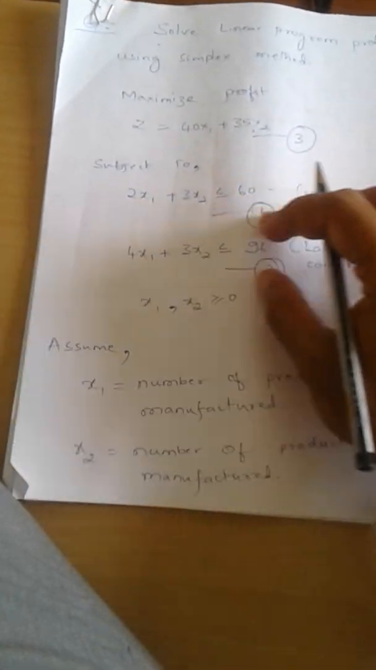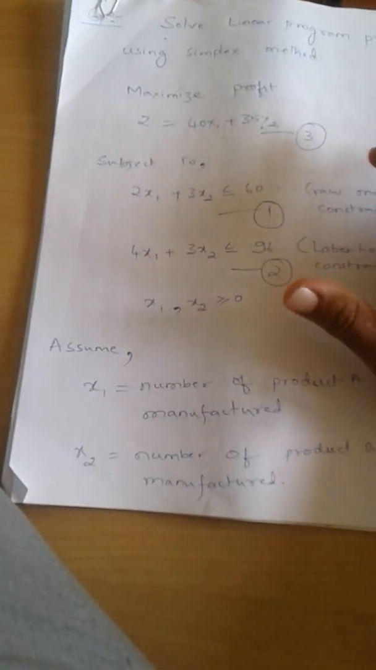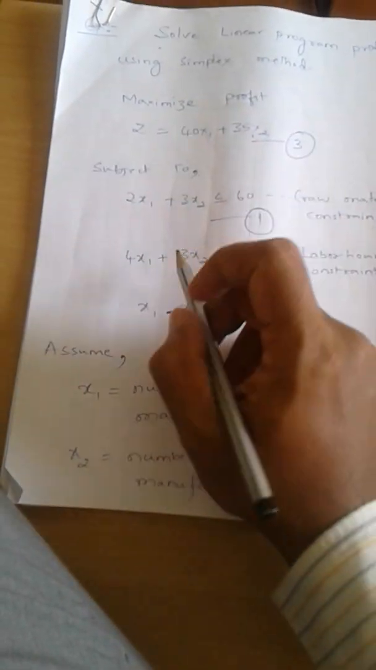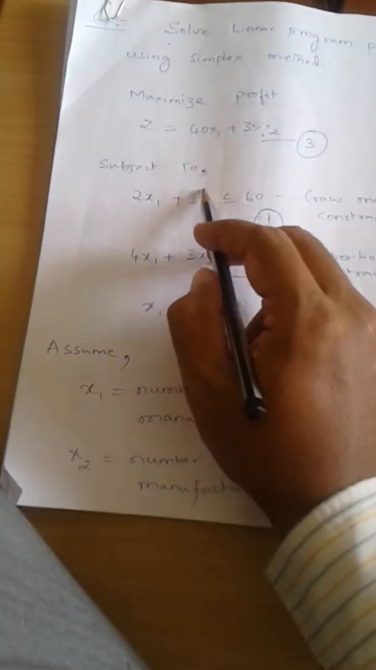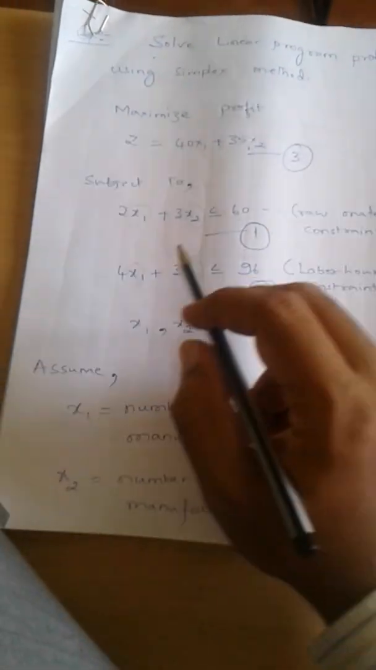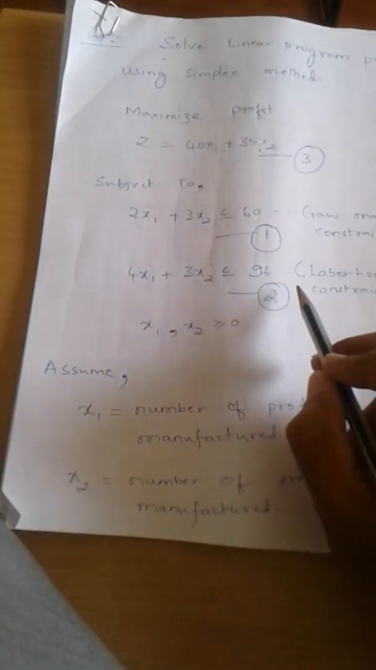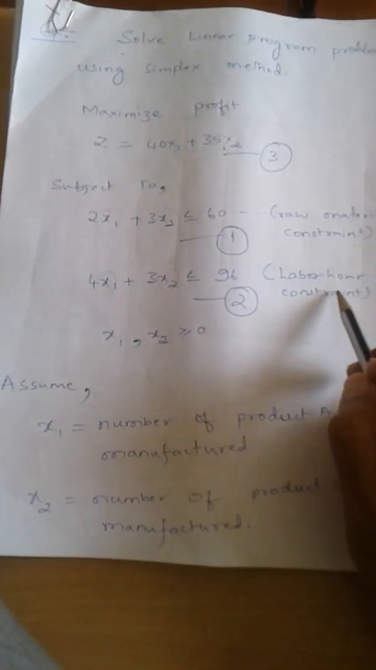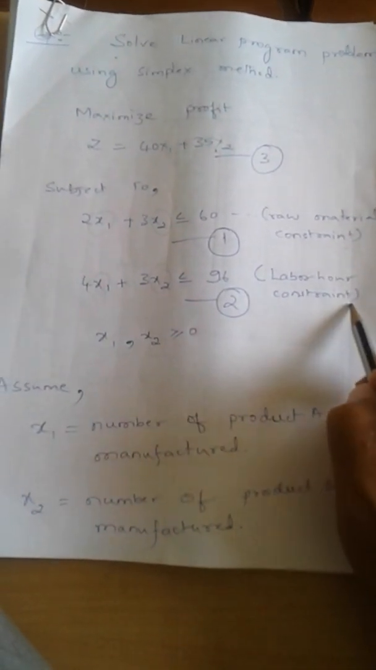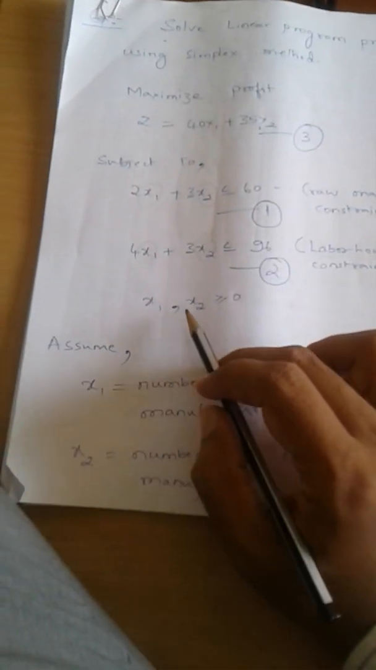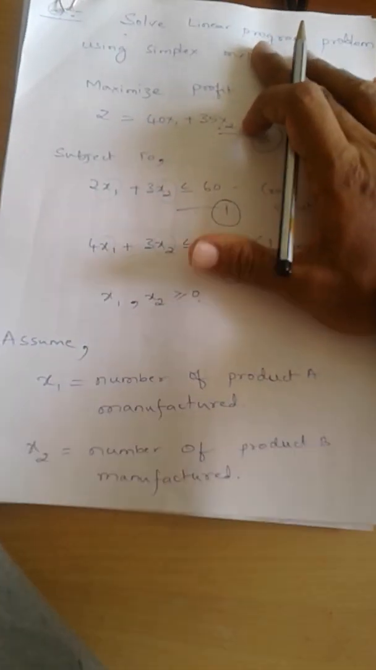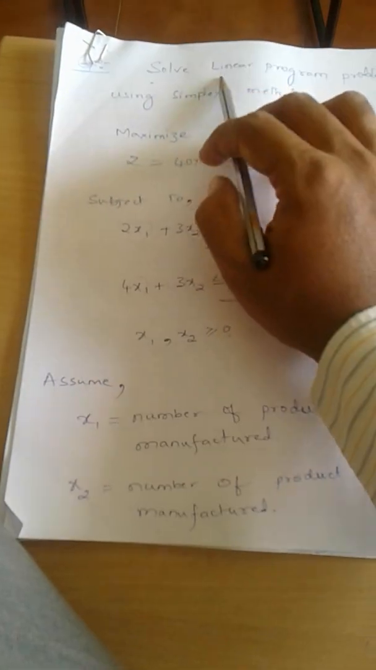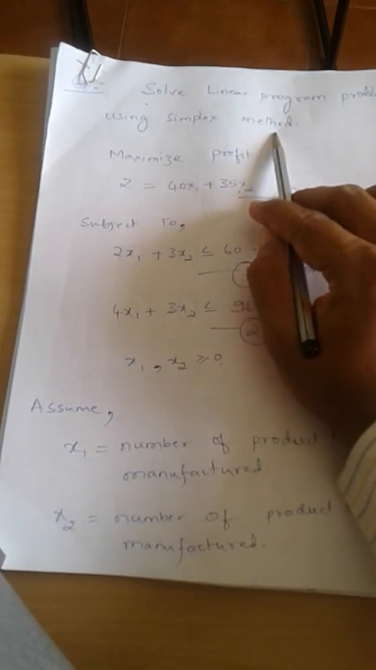Is it right? Now the same problem we have considered, and we will try to identify what is the x1 value and x2 value. Okay, x1 and x2 values we will try to determine. So next is 4x1 plus 3x2 smaller than or equal to 96. This is the labor hour constraint, and x1, x2 greater than or equal to 0. So all these things are given in the problem statement. We are supposed to solve this problem using the simplex method.